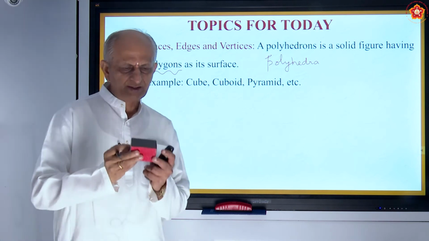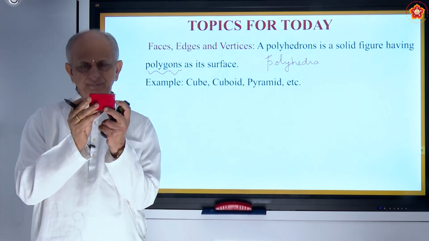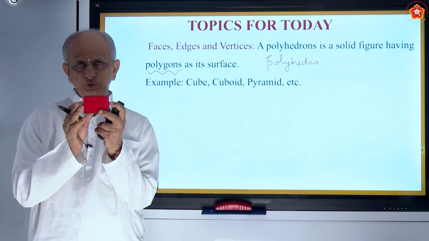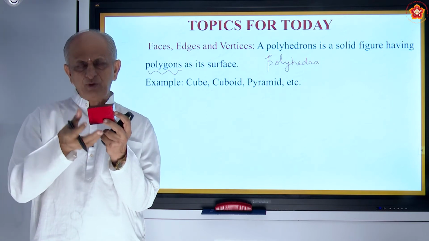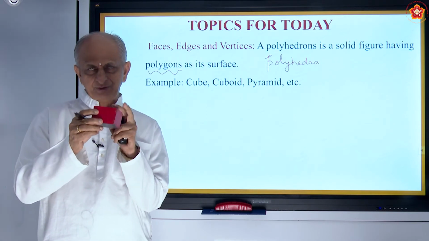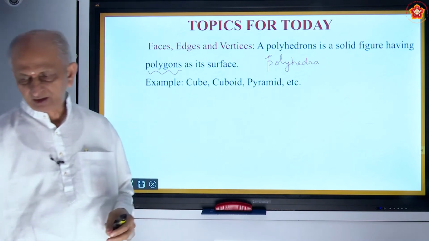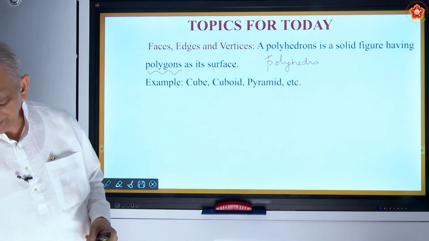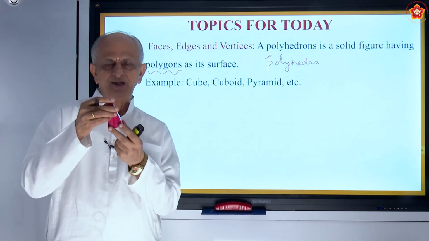For example, here it is a cuboid. Here there are two squares and four rectangles. So these rectangles, squares, etc. are called polygons. What is this called?